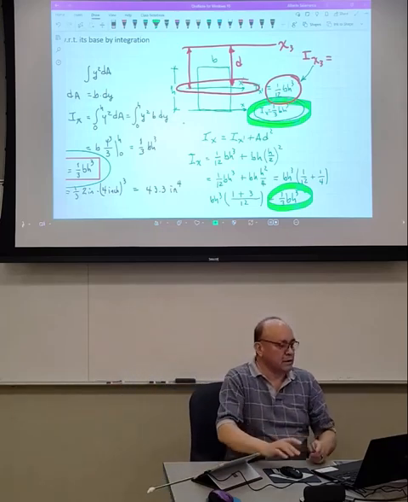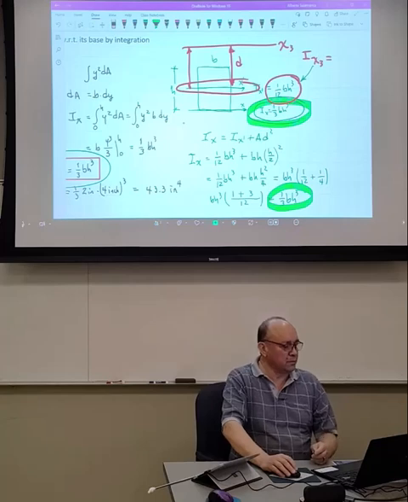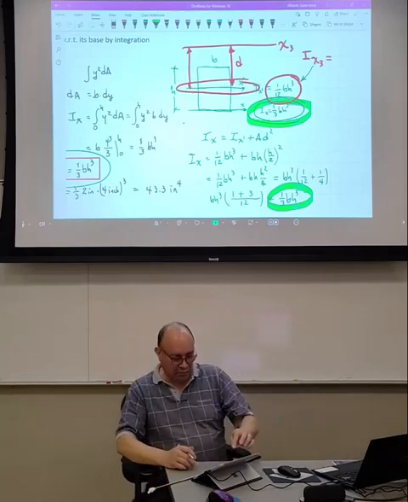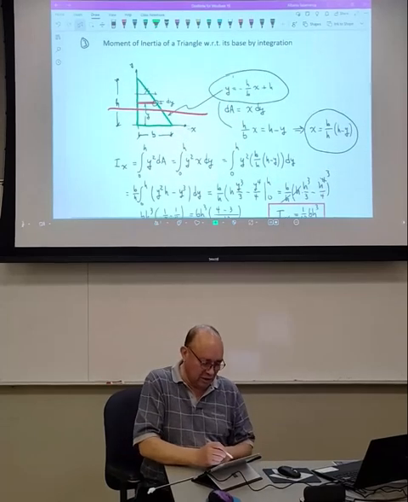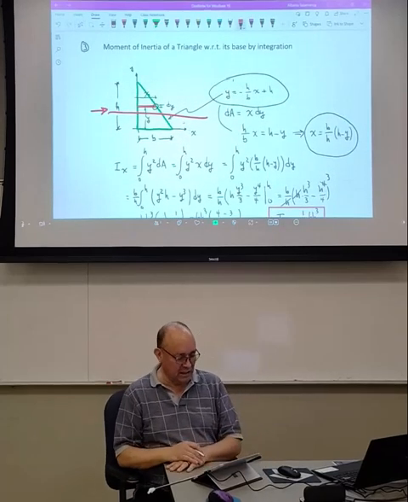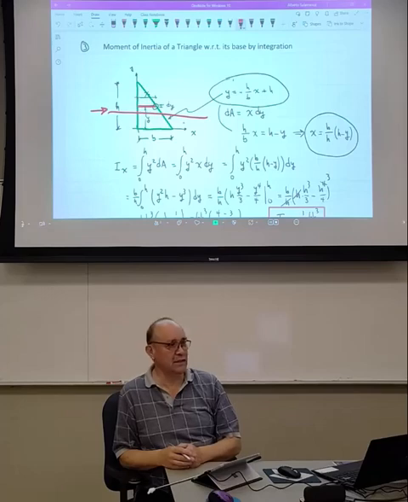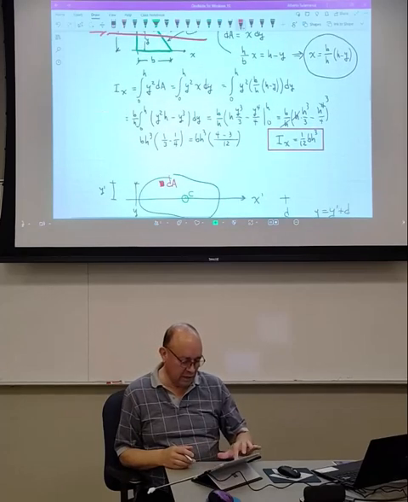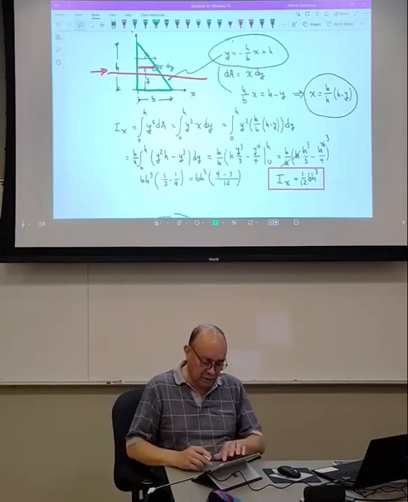Let's see. Good up to that point. Let's do another example. Remember that we were working with the triangle? And I said, who wants to calculate the moment of inertia of the centroidal axis of the triangle? Oh, horrible, that integral is so difficult. So let's do it using the parallel axis theorem.